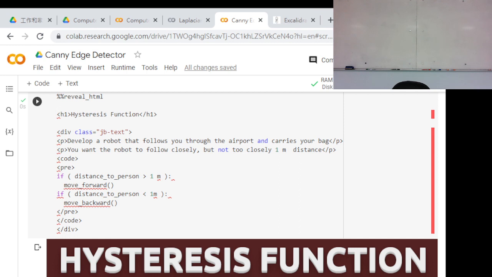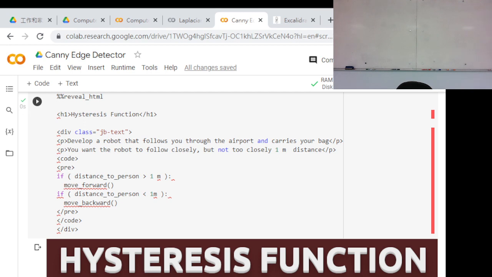So it'll be 1.01 meters, so it's going to go forward. And say, oh, now it's 98 centimeters, so now I go backward. So now it's 1.05. Okay, then I go forward. Oh, now it's 95. Oh, then I go backward. Now it's 98. Okay, then I go backward. Now it's 1.03. So now I go forward again.